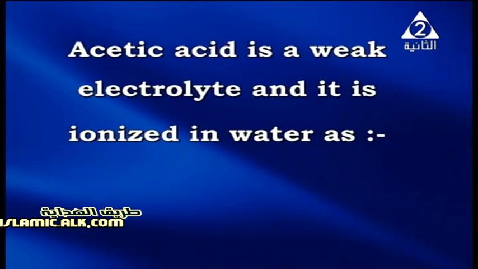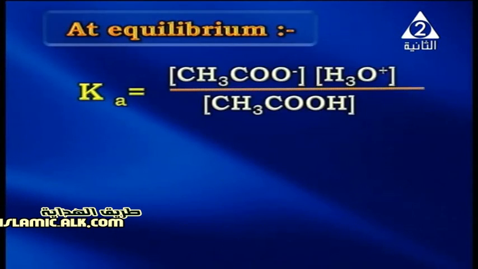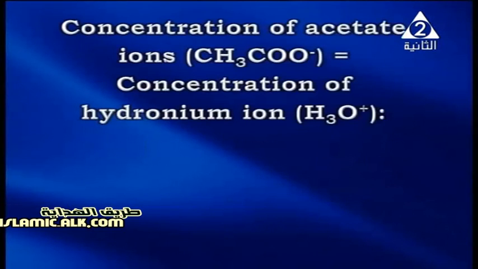As acetic acid is a weak electrolyte, it is ionized in water as the following equation: acetic acid plus water gives acetate ion plus hydronium ion. At equilibrium, Ka equals the concentration of the acetate ion times the concentration of hydronium ion over the concentration of the acetic acid. Each mole of acetic acid ionized into 1 mole of hydrogen ion and 1 mole of acetate anion. So the concentration of acetate anion equals the concentration of hydronium ion.